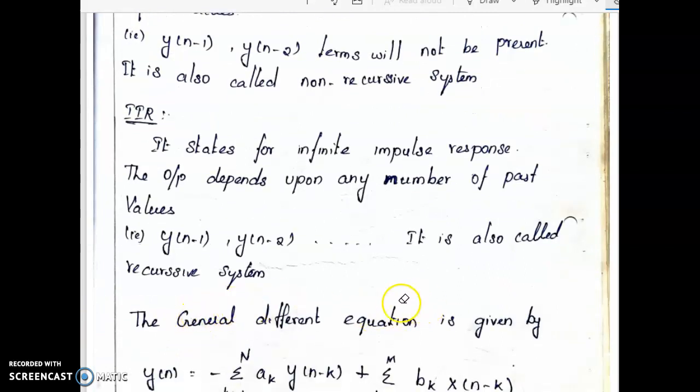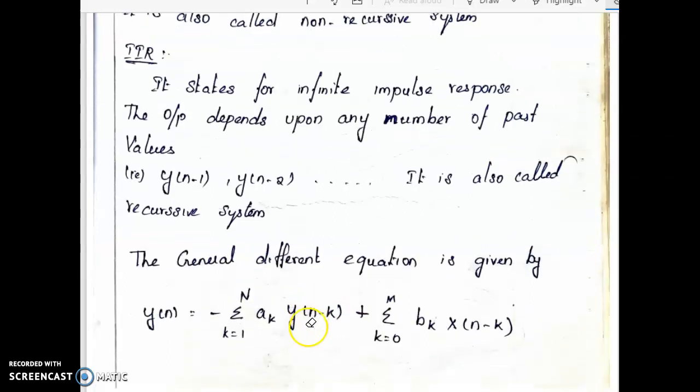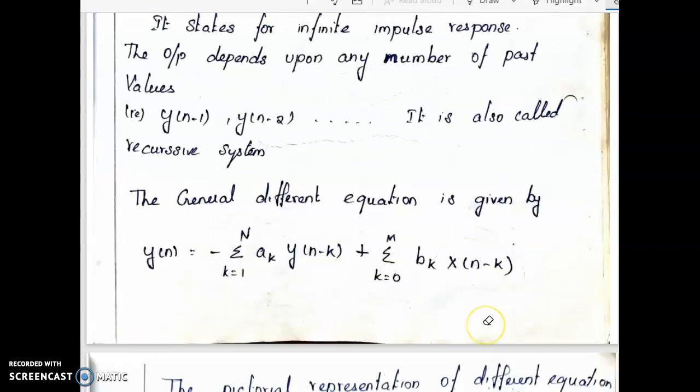The general differential equation we know is y of n is equal to minus summation of k is equal to 1 to n a k y of n minus k plus summation of k is equal to 0 to m b k x of n minus k. So this is the general differential equation for our functions.